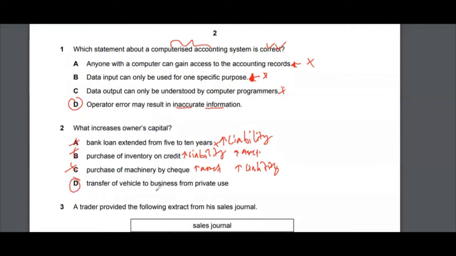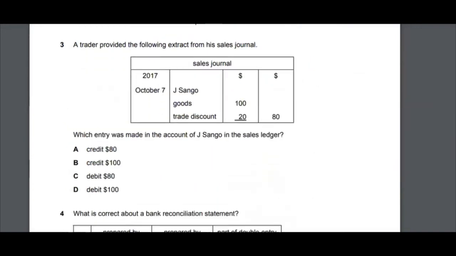A transfer of vehicle to business from private use, that's actually going to increase asset and increase equity, right? So that's what the question is asking, which is basically owner's capital. Equity is owner's capital, right? So the correct answer to multiple choice 2 is actually option D. Let's look at multiple choice 3.